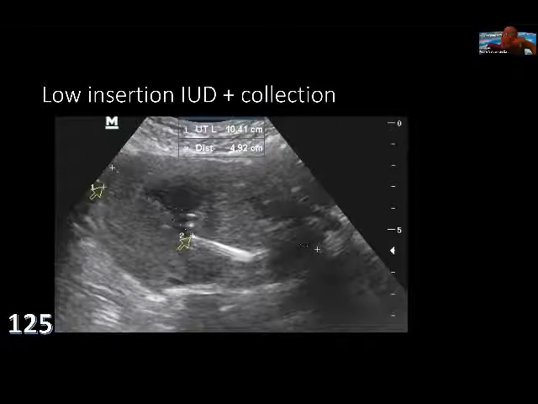And now we pass to a uterine collection with low insertion IUD. Distance between the tip of the IUD and the uterine fundus is almost 5 centimeters. It's closer to the cervix than to the fundus.